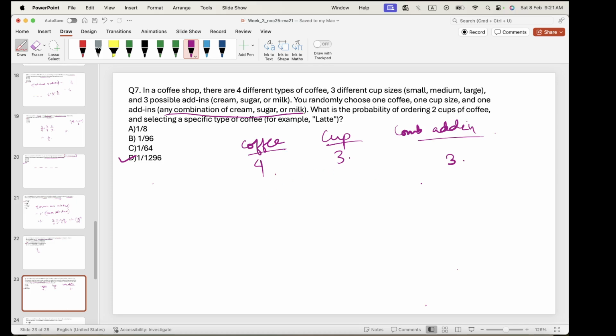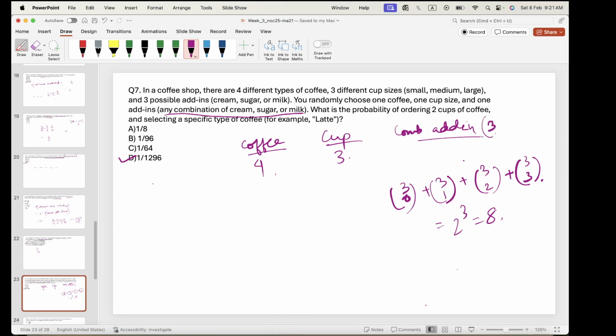So if I select none, plus if I select just one, plus if I select two, plus if I select all. So this is actually 8 combinations in total. Okay, yes. So I could have 8 combinations of this thing.